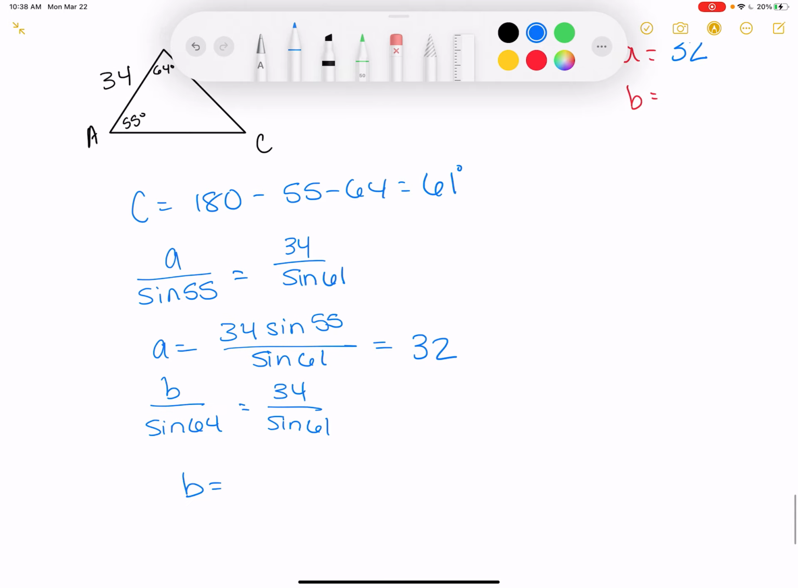All right, B is equal to 34 sine of 64 over the sine of 61. So that means B is... one second. I got 35. 35. Beautiful.